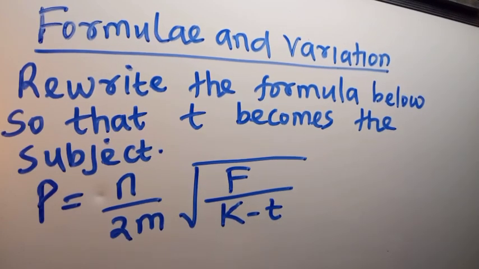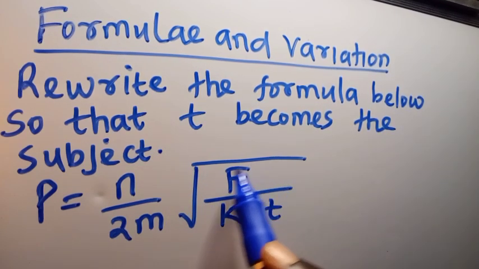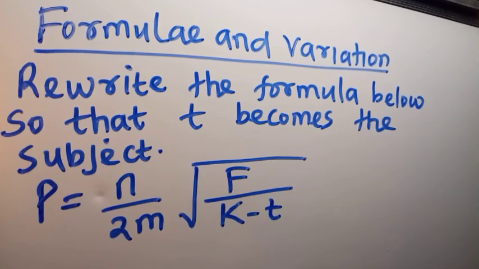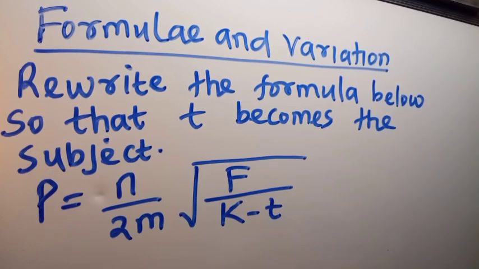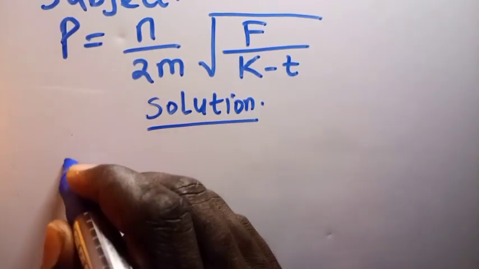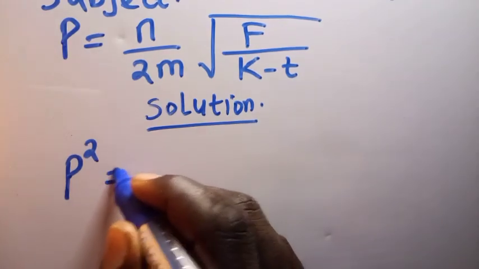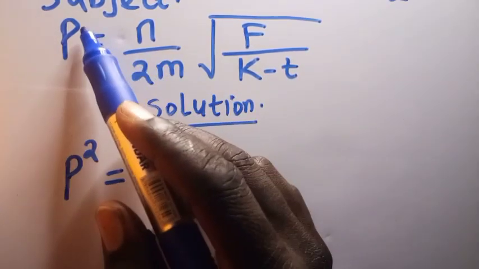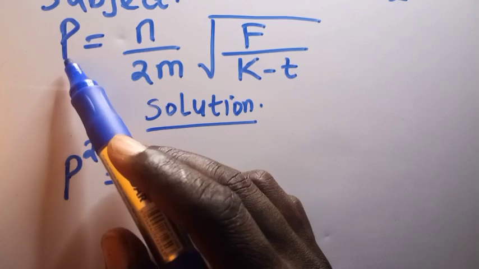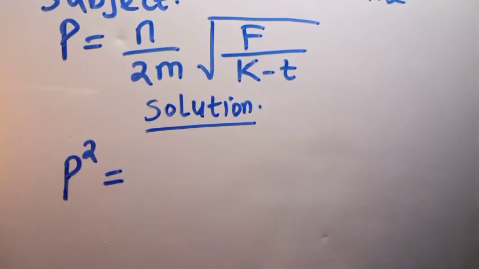The first thing that we shall do in making T the subject is we have to remove this square root sign that is here by squaring both sides. If we square both sides, then we shall have P squared equals to, if this is our right hand side, and if we square what is on our right hand side, which is P, then it will be P squared.